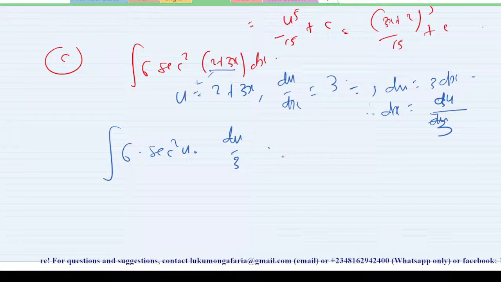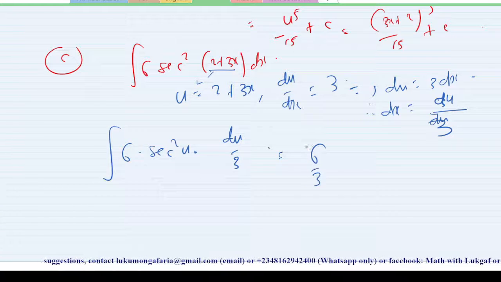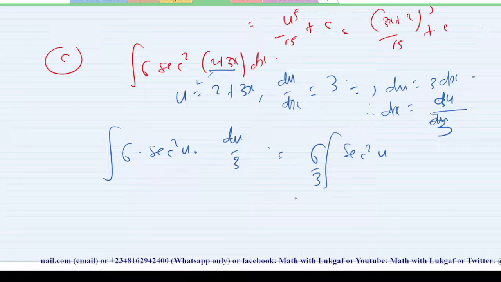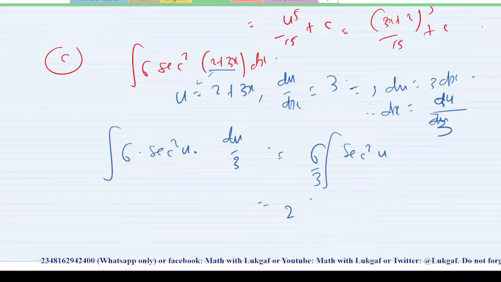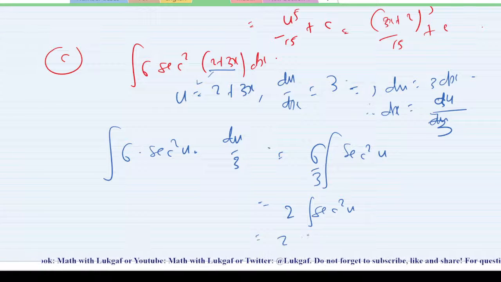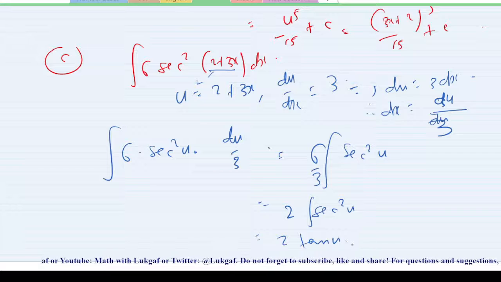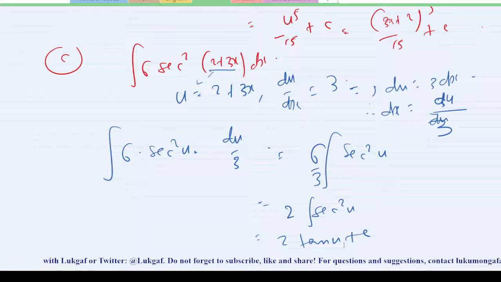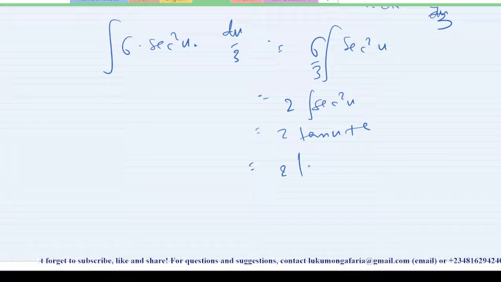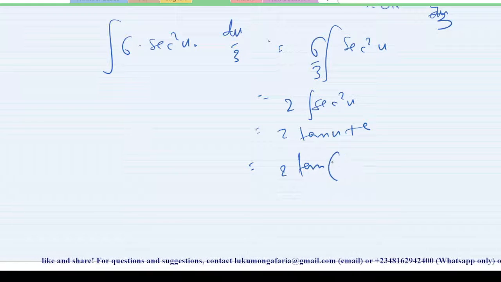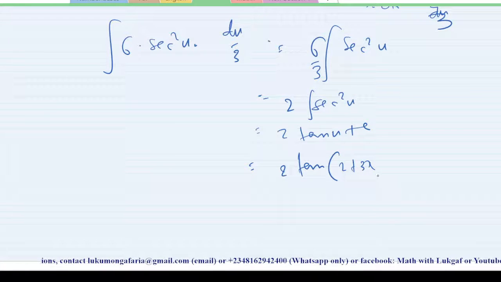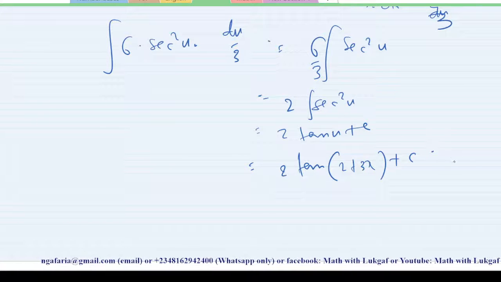So then you can write this as 6 over 3. You can take it out like that. 6 divided by 3 will give me 2. Integral sec squared u. And don't forget, the integral of sec squared u is tan u plus c. Remember from your standard integrals. So if you substitute there, then you are going to have 2 tan of u, and your u is 2 plus 3x according to the question we were given, and that's the result.